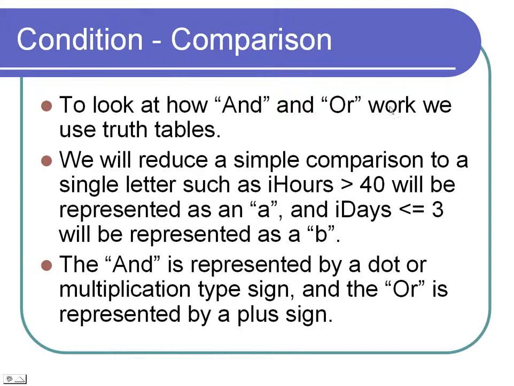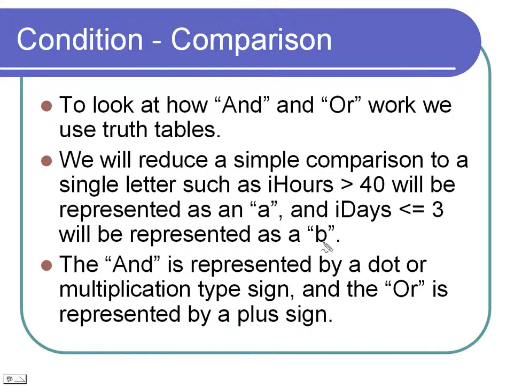We should look at truth tables now to take a look at the AND and OR. And we'll reduce our greater than or less than simple comparisons down to a single letter to look at the truth table. For example, hours less than 40, and actually that's a statement you'll be using in some of your programs. We'll represent it as a lowercase a. And days less than or equal to 3, we'll represent as a lowercase b.